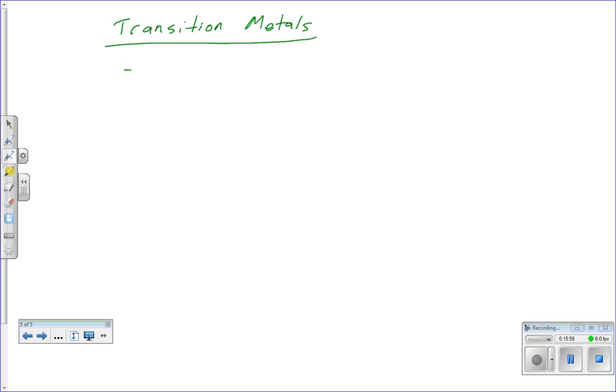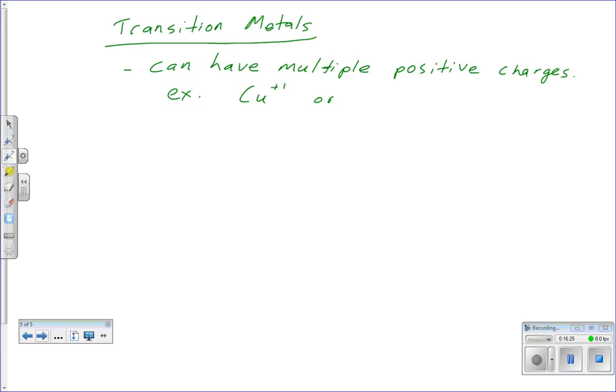And so they can have multiple positive charges. For example, copper can be +1 or +2. Iron can be +2 or +3.